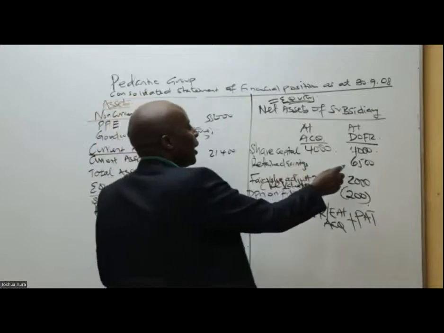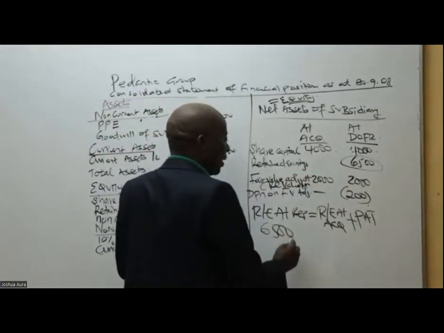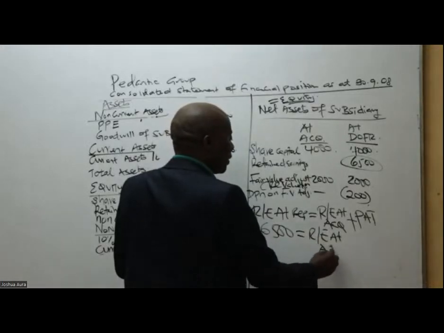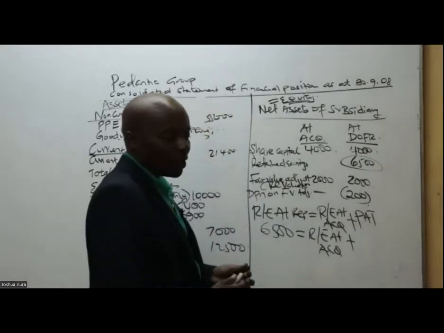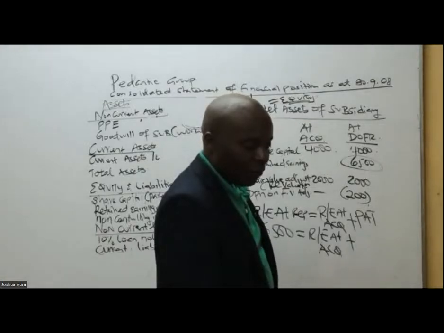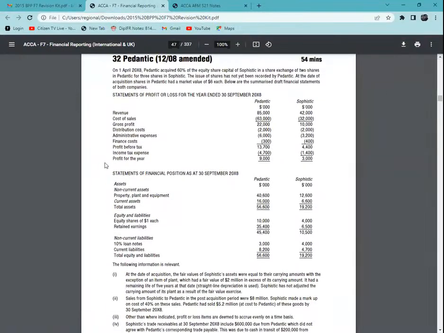You see here, retained earnings at reporting is 6,500. Retained earnings at acquisition is what I earned. Fortunately, I have the profit after tax of your subsidiary. The income statement up here, you will be able to see the profit for the year. Is there somebody who is able to see the profit after tax? Profit for the year.